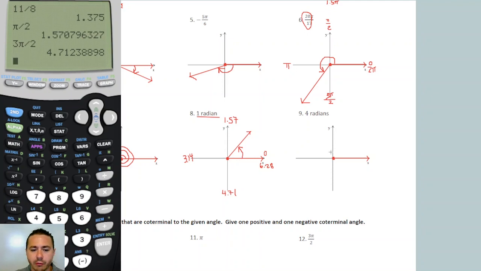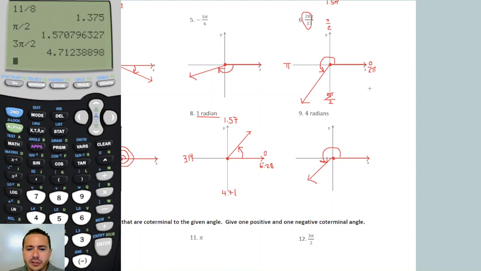So for 4 radians, you can see it's going to be more than 3, but less than 4.71. And it looks like it's going to be roughly right in between. I'm not too concerned about exactly where it is. We just want to make sure it's roughly in the right place. We'll put it right here and say that our rotation goes like this.